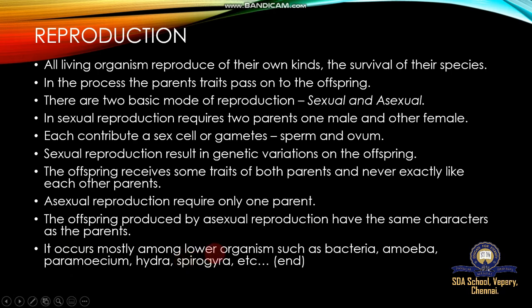It occurs mostly among lower organisms, such as bacteria, amoeba, paramecium, hydra, spirogyra, etc. Not only these, we have a lot of organisms showing asexual reproduction. What is asexual? A stands for absence of sexual union. So there is no fusion of male and female gametes and no zygote, but the cells of the same individual divide and develop a new organism.